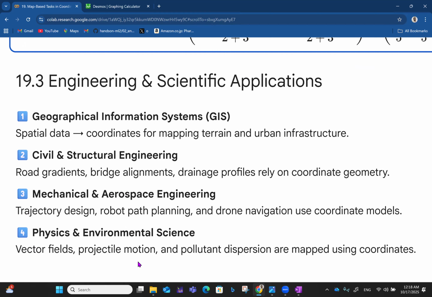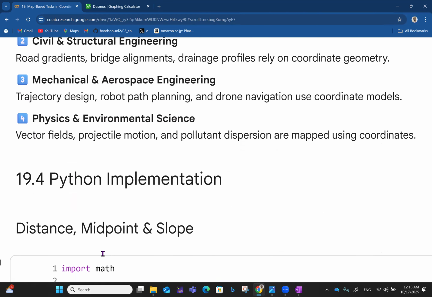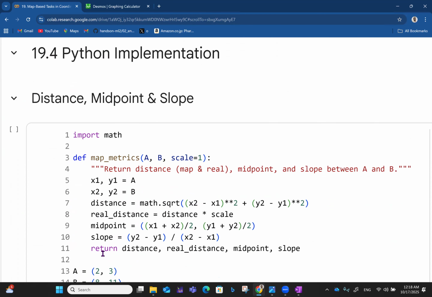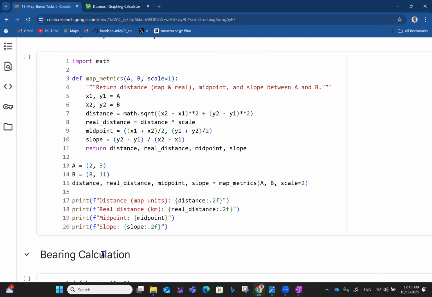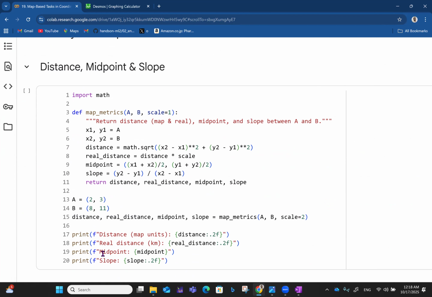So we have vector fields, projectile motion, and pollutant dispersion mapped using coordinates. We saw vector fields and projectile motion in I think the last video. So let's look at some Python implementation. I won't waste time with the code, so if you are interested in the code, you can explore.